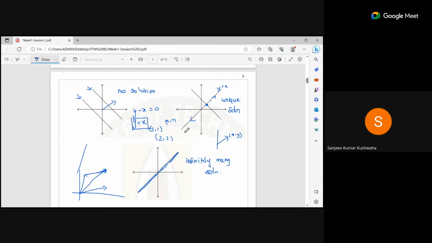Oh, okay, got it. Basically, we have a confusion because in physics we have a completely different definition of vector. That's why that confusion is coming. Okay, fine. So any other doubts here?